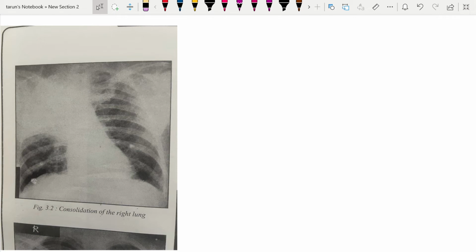So we'll discuss the OSCE part now, OSCE examination. The first image is a chest X-ray; how will you describe it? Diagnosis: it is consolidation of the right lung.